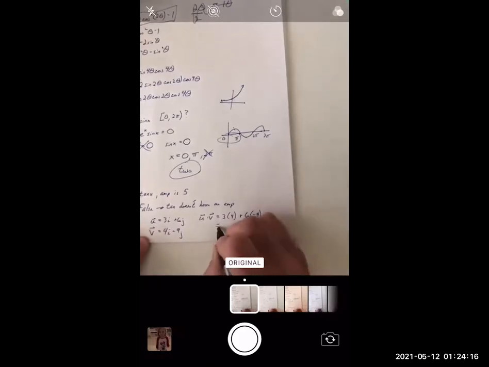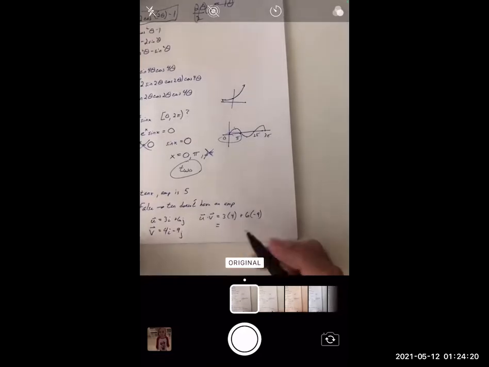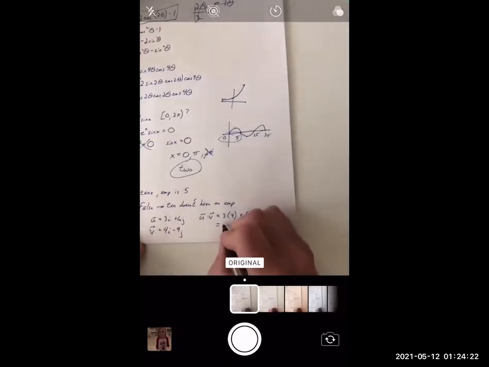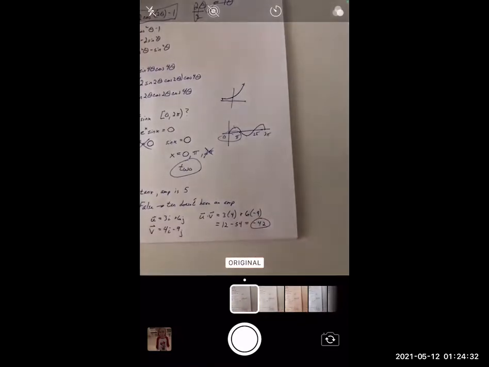So your dot product is always just going to give you a scalar or just a number. It's not going to give you a vector. So 3 times 4 is 12. 6 times negative 9 is negative 54. So it gives you a negative 42 as an answer.